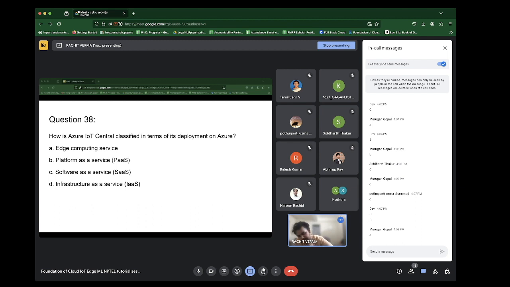There is another one that is platform as a service. I think that was discussed. So it is not this one. Azure IoT Central is a software as a service.